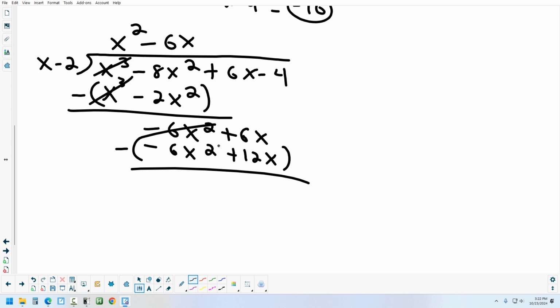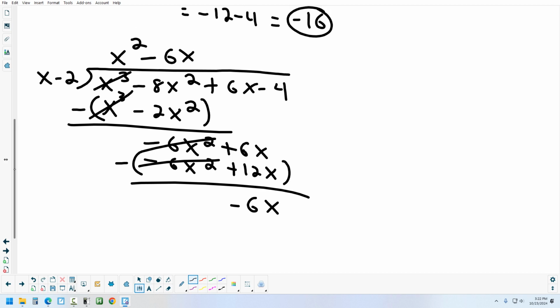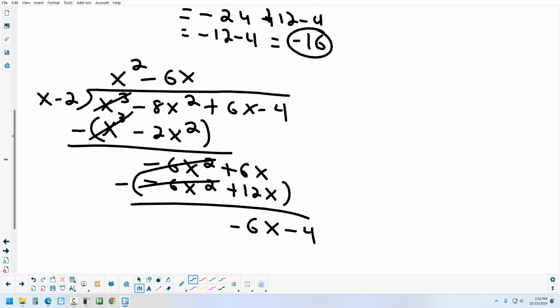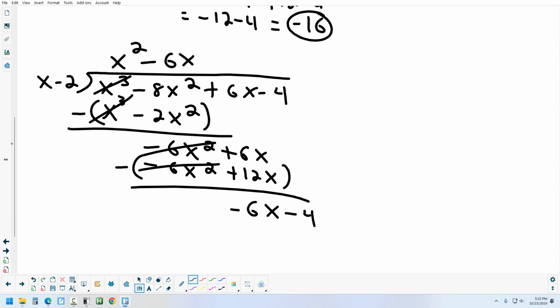Negative 6x squared minus negative 6x squared cancels out. What's 6x minus 12x? It's going to be negative 6x. And what do we do now? We bring down the negative 4. Now we do negative 6x divided by x, which is going to give us negative 6.